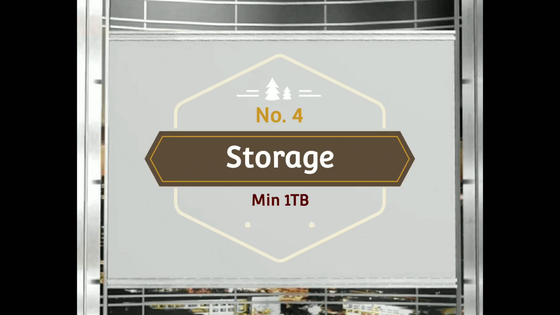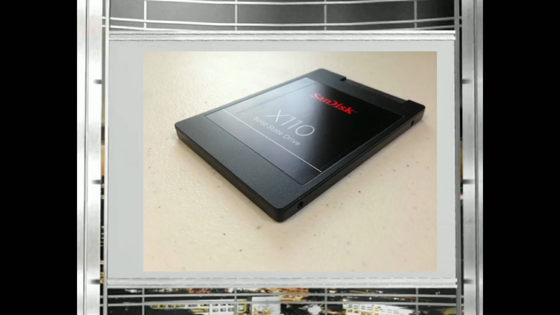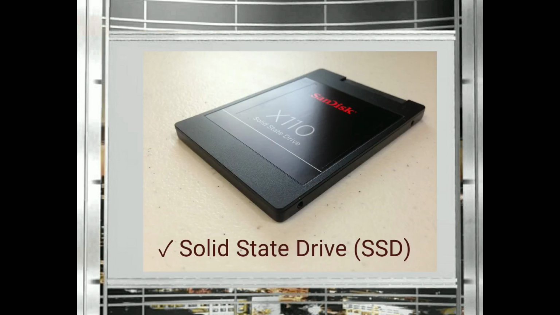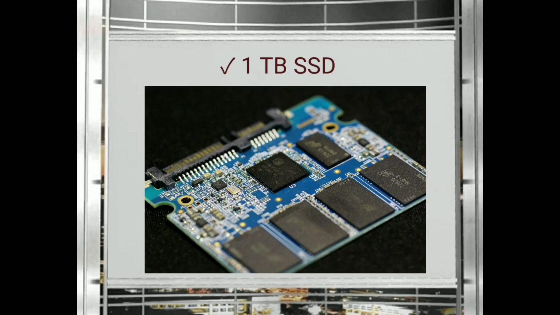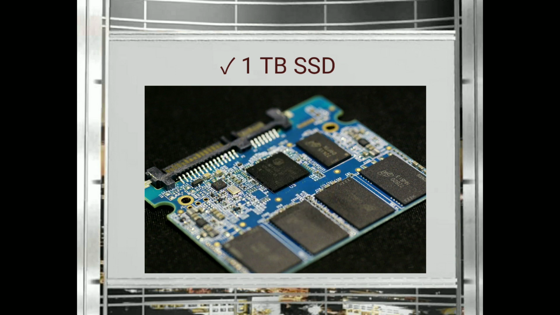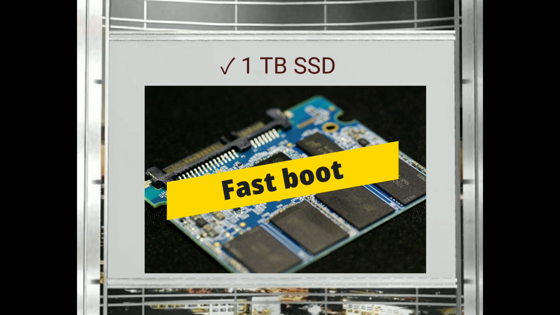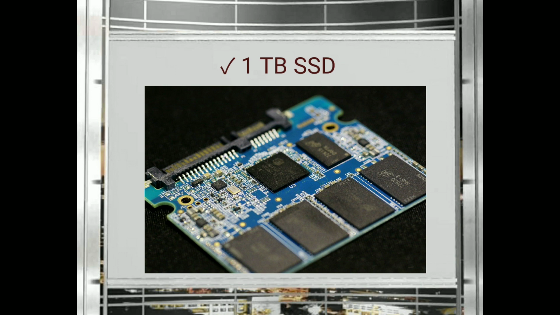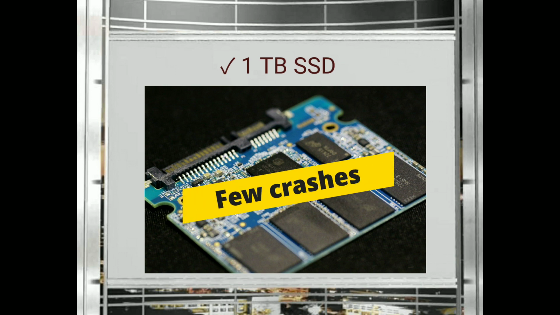4. Storage. For storage, go for at least 1 TB, and please insist on having an SSD, solid-state drive. SSDs offer faster options compared to eMMCs, that is, embedded multimedia cards, and HDDs, that is, hard disk drives. SSDs are more than 300% faster, with the ability to change your entire computing experience if you have been using a hard drive. An SSD will boot faster and open up your favorite apps in just a few seconds. They also have fewer cases of drive crashes or fatal data losses.